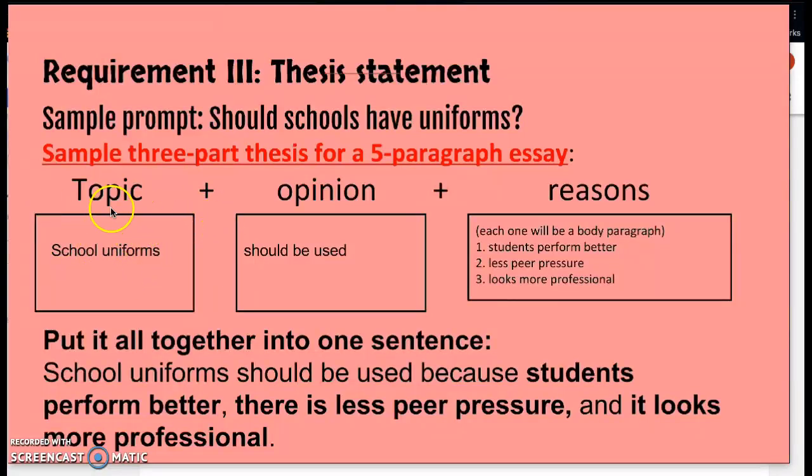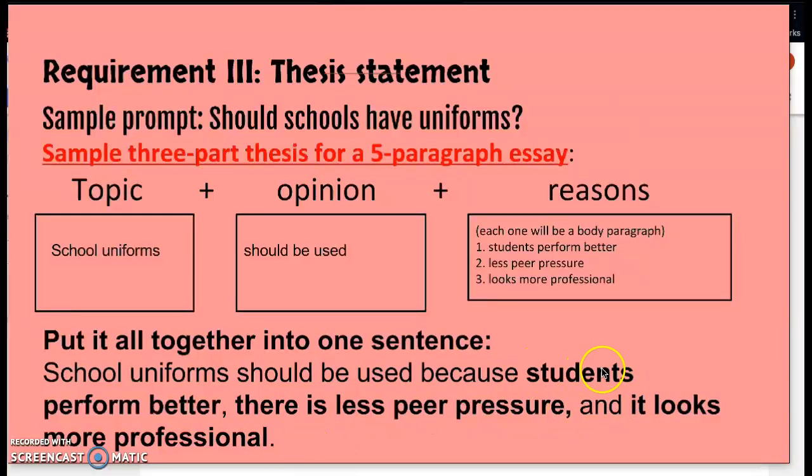If the topic was, should schools have uniforms? The topic is school uniforms. The opinion should be used if I were for it. And then the reasons, these are 3 reasons why. So to make your thesis statement, you put them all together into one sentence. School uniforms should be used because students perform better, there is less peer pressure, and it looks more professional.